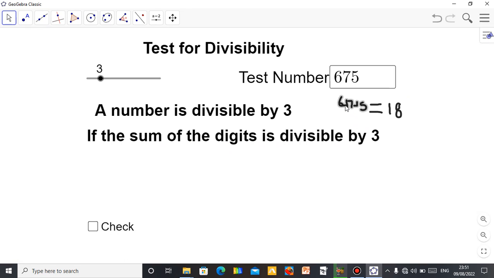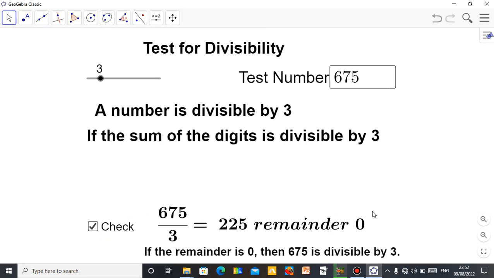So let me delete all these. I don't need them. Okay. So if I check, you will see that the remainder will be 0 and it's divisible by 3. See, the remainder is 0. That means it is divisible by 3. So this is how you test a number that is divisible by 3.